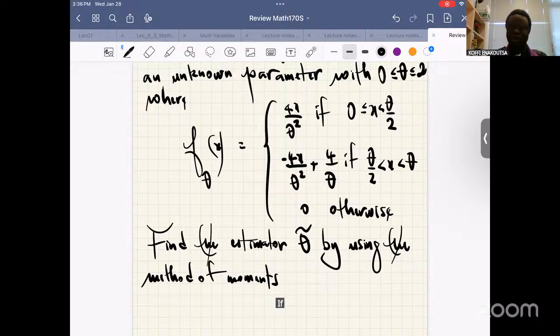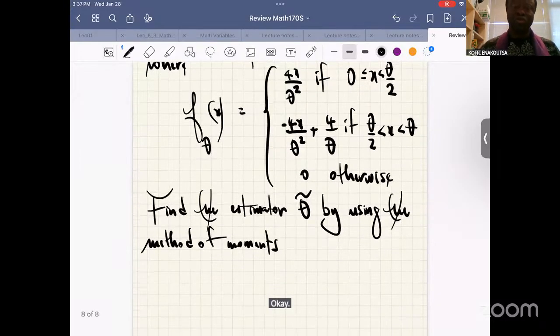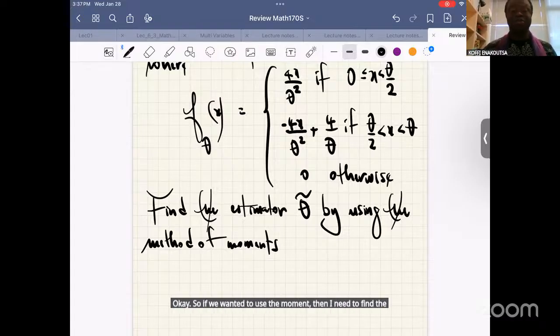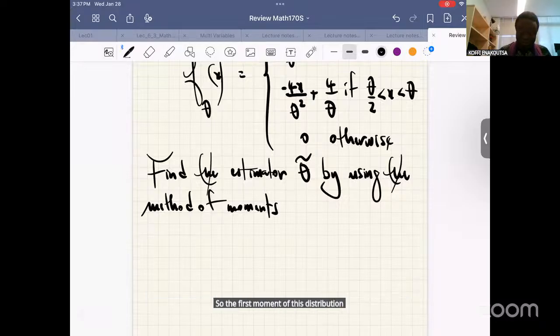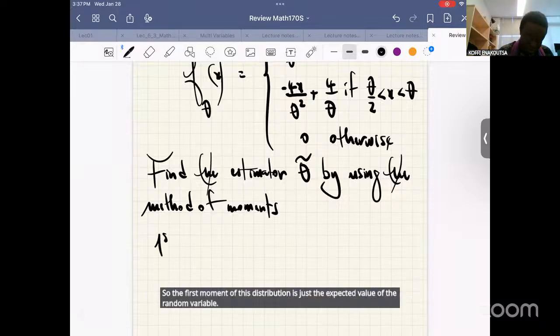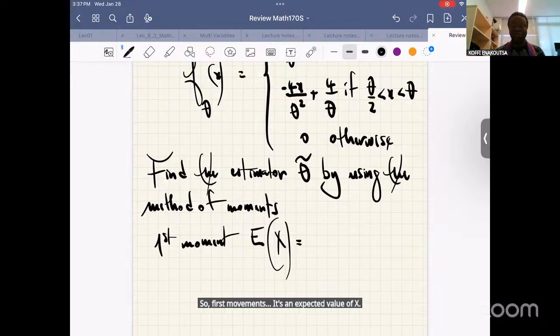If you have two of them, like we did in the gamma distribution, then we use the first and then the second moment. Okay, all right. So if we wanted to use the moment, then I need to find the first moment and see how it looks first. The first moment of this distribution is just the expected value of the random variable. So, first moment: it's the expected value of x, and that is generally the integration over the real number system of f theta x dx.